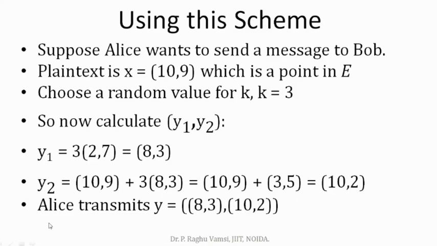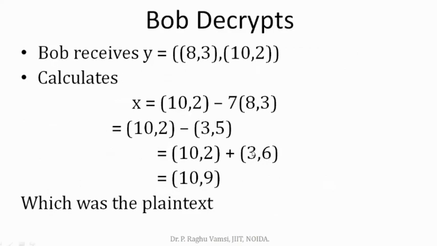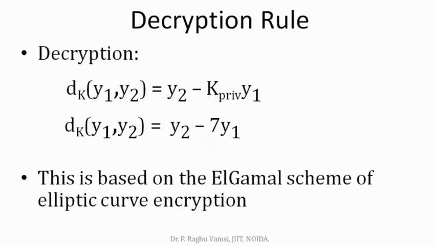Now what Alice will do is, Alice will transmit this y1, 8 comma 3, and y2, 10 comma 2. Once Bob receives 8 comma 3 and 10 comma 2, he calculates y2 minus k private y1, that is, y2 minus 7 y1.